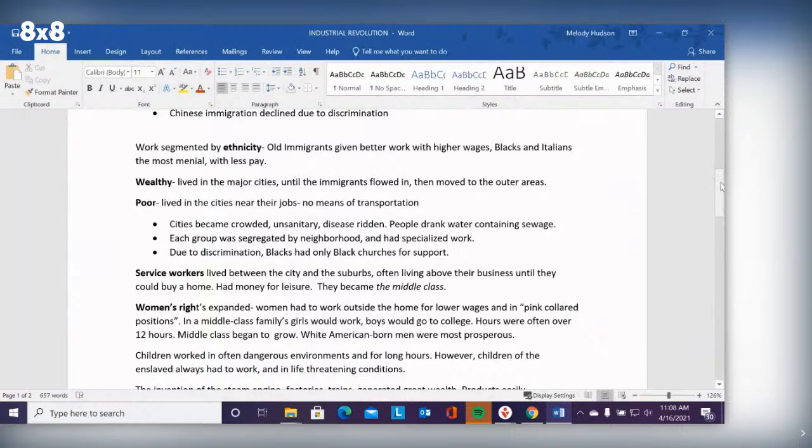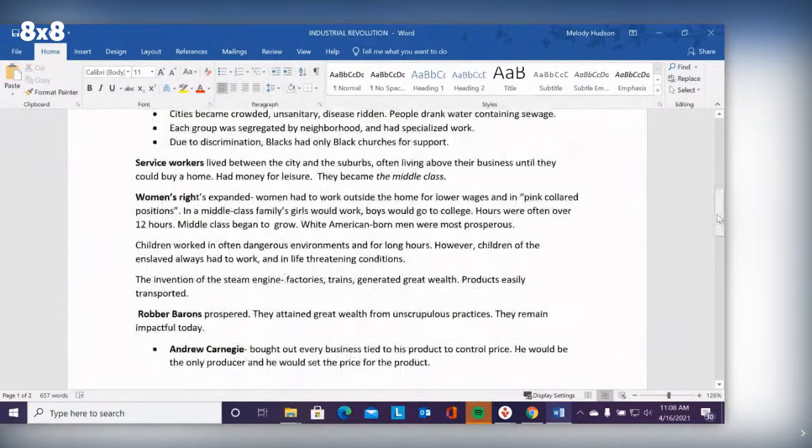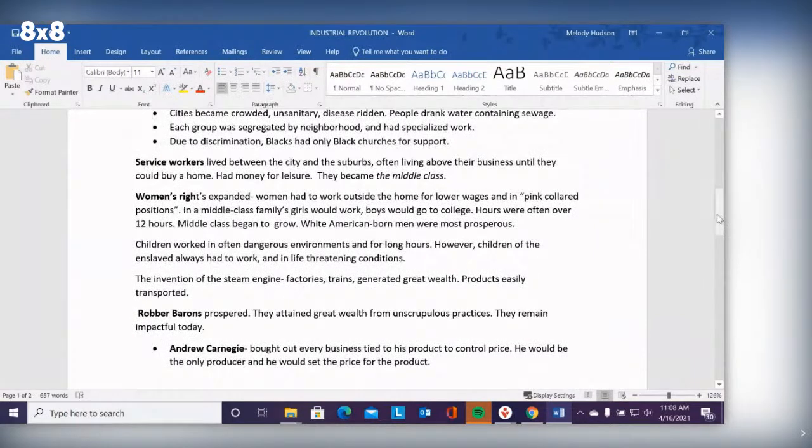Work hours were generally over 12 hours. The middle class began to grow. And if you were a white American born man, you were the most prosperous in society. Has that really changed? Children worked, particularly poor children, in dangerous environments for long hours, many times getting hurt or getting killed. This was something that horrified people, that children had to work. However, children of the enslaved had always worked and in life threatening conditions.